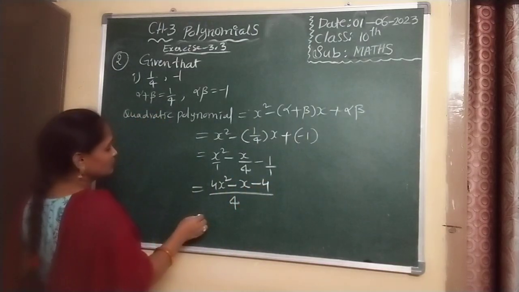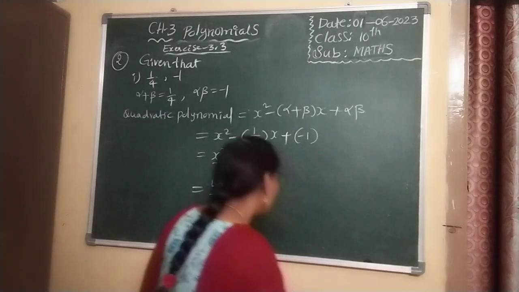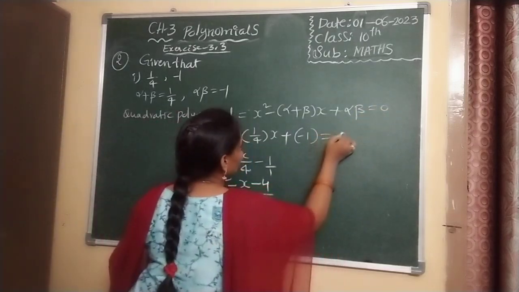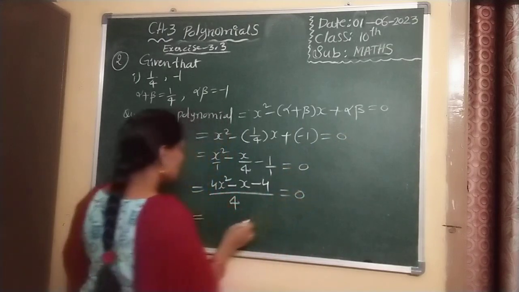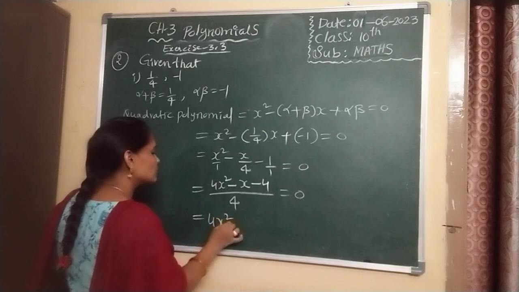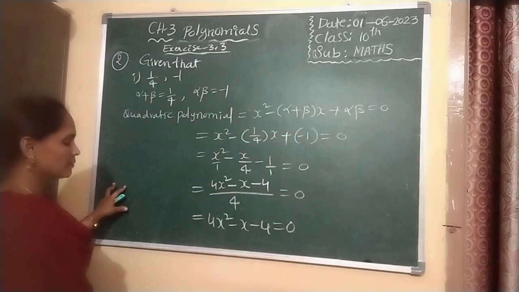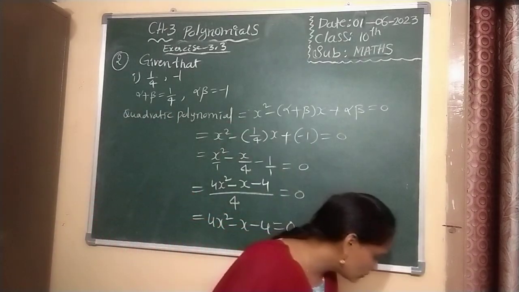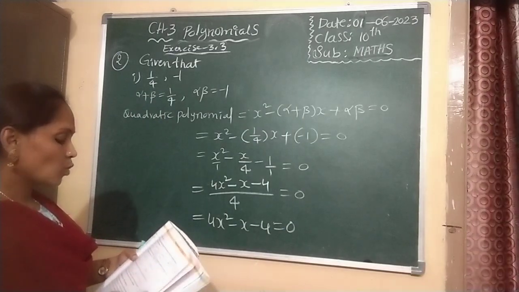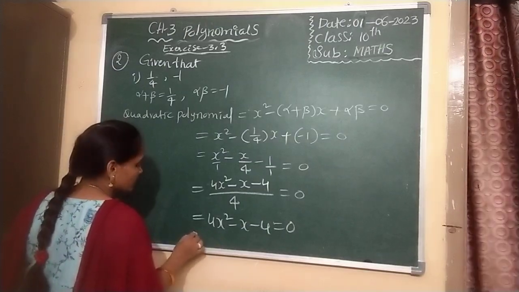Now after getting the LCM, you take the denominator across, so it becomes 0. For understanding, I am taking it as 0. So if you transpose, 4 into 0 is 0. 4x square minus x minus 4 is equal to 0. This is the quadratic polynomial we found from the given information. Here, find the quadratic polynomial. This is the required quadratic polynomial.